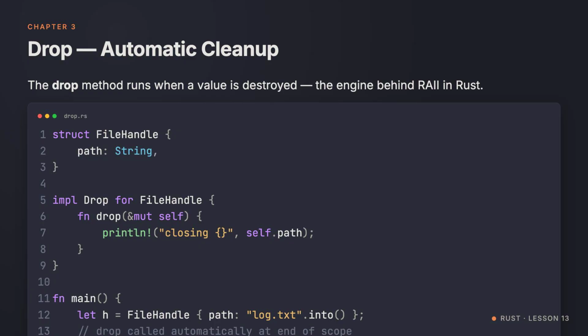Acquire resources when a value is constructed, release them when it's dropped. Because drop is automatic and deterministic in Rust, unlike, say, Java's finalizers, which may never run, you can rely on it for critical cleanup like releasing locks, flushing buffers, or rolling back transactions. Drop is one of Rust's quietly powerful features.